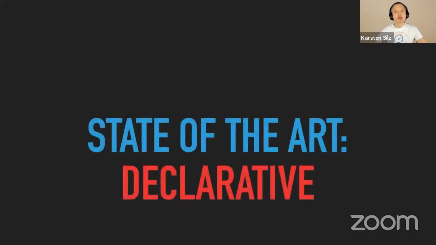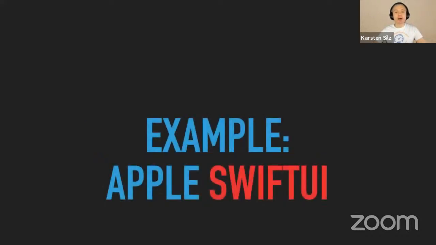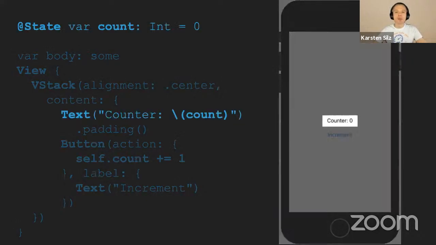But before we go on and talk about the web frameworks, I just want to establish the state of the art. And I believe the state of the art to be declarative. So what does that mean? I'm going to give you an example of how to build a declarative user interface with Apple SwiftUI. So here we've got an application. It's about as simple as can be. We've got a counter and we've got a button. And hopefully, if we press the button, the counter does increase.